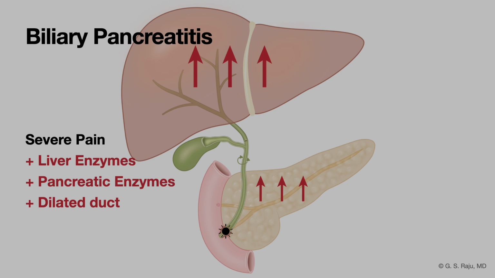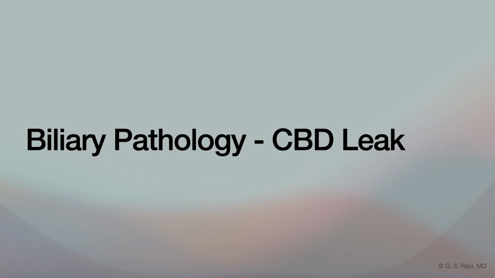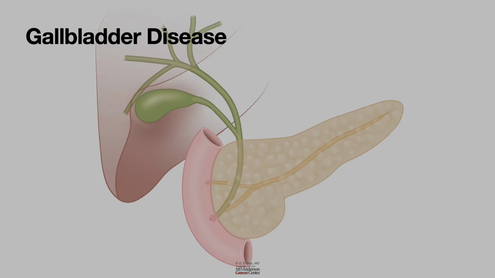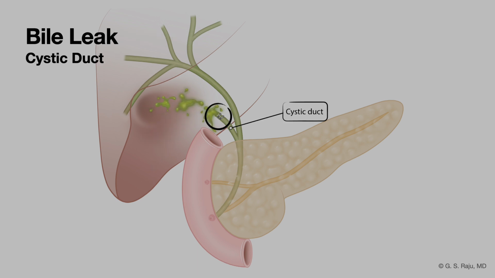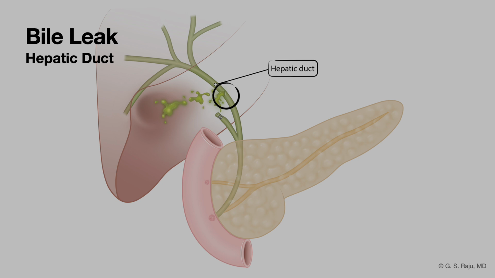So when you send a patient with gallbladder disease to surgery, what the surgeon does is remove the gallbladder by putting a couple of clamps in the cystic duct. Sometimes the clamp may fall off and there may be a cystic duct leak or bile leak. During surgery, there may be injury to the hepatic duct because of current flying all over the place, and that could lead to a hepatic duct leak.